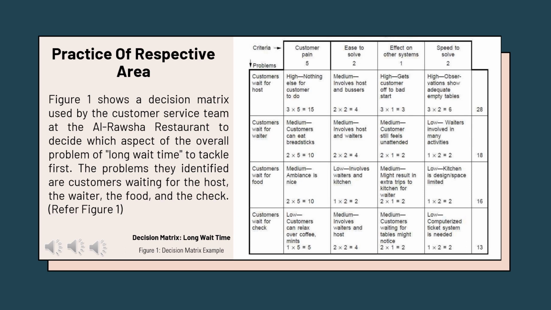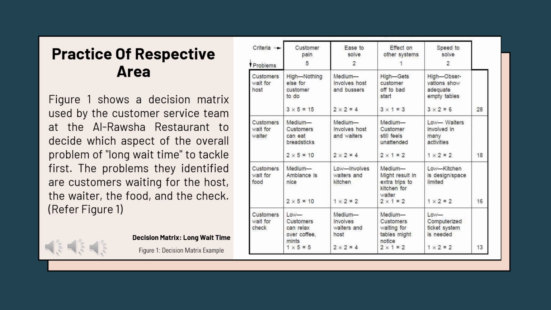Originally, the criterion ease to solve was written as difficult to solve, but the wording reversed the rating scale, so now a high rating on each criterion defines a state that would encourage selecting the problem: high customer pain, very easy to solve, high effect on the system, and quick solution. Customer pain has been weighted with 5 points, showing the team considers it by far the most important criterion, compared to 1 or 2 points for the others.